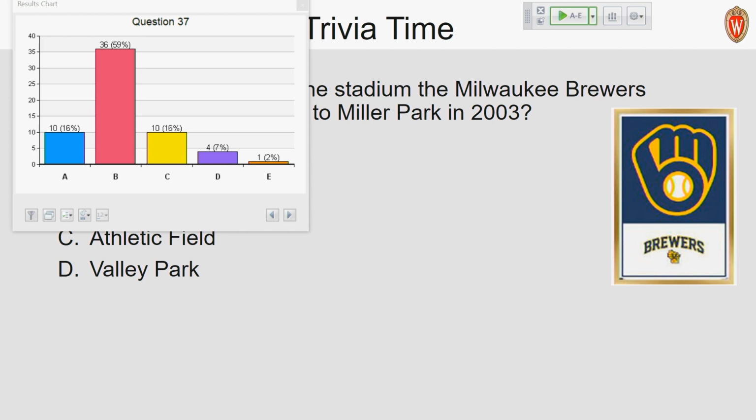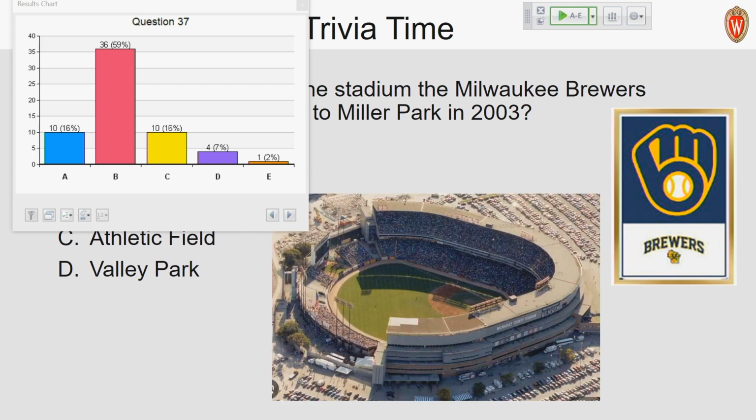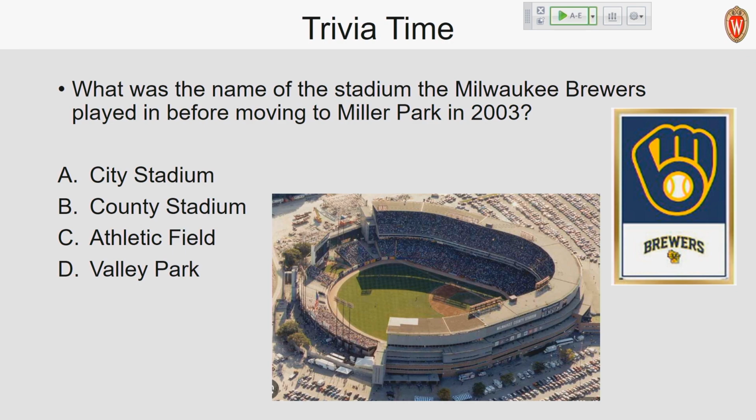And B, County Stadium is the correct answer. So you guys clearly know your Brewers trivia, at least their home stadiums, better than you do your 1995 movie trivia.